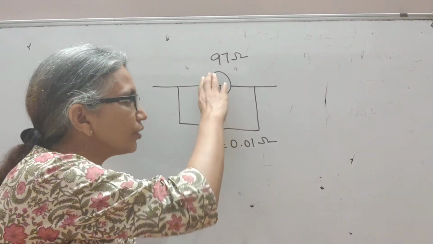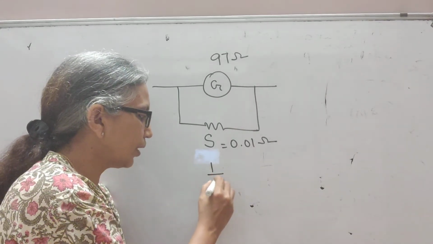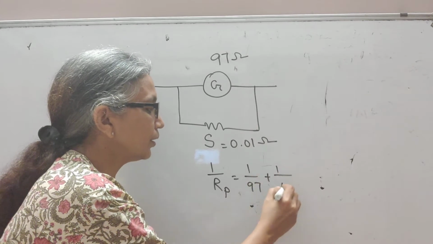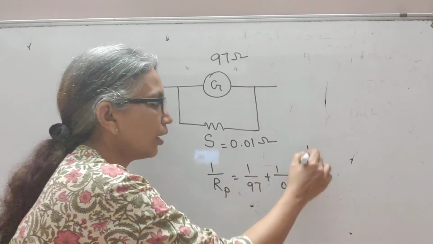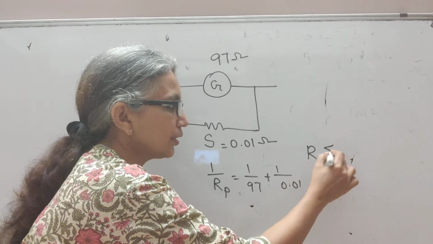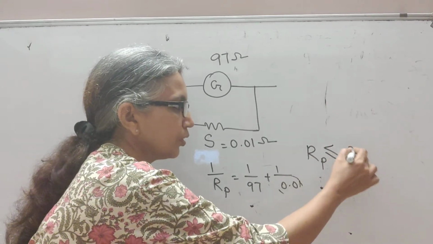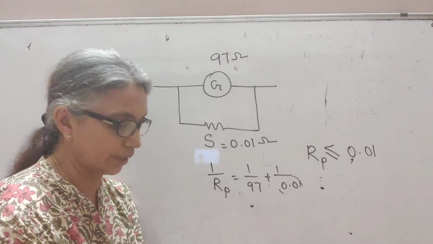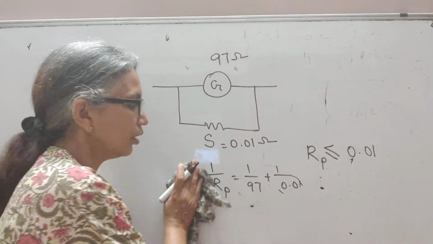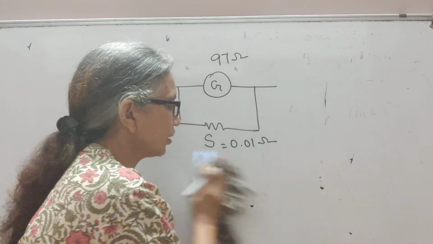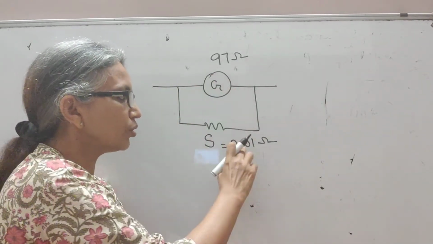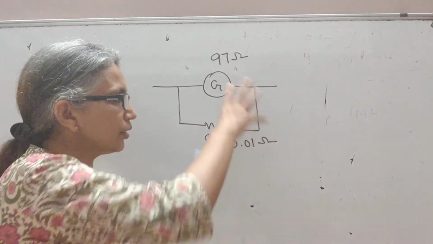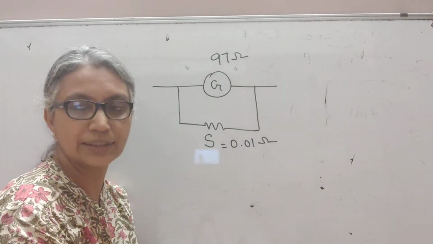Now, if you find the effective resistance of this, 1/Rp = 1/97 + 1/0.01, you will see Rp will always be less than or equal to 0.01. So, what have we done? Effectively, we have reduced the resistance of this whole arrangement to something equal to or less than 0.01. This whole thing together is what you call an ammeter.